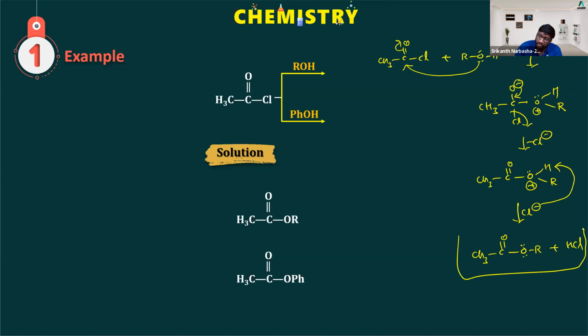So this is going to be formed in the first case. Whenever you take PhOH instead of ROH, you will get OPh. This is the mechanism. Acid halide reacting with alcohol or phenol will form respective esters.